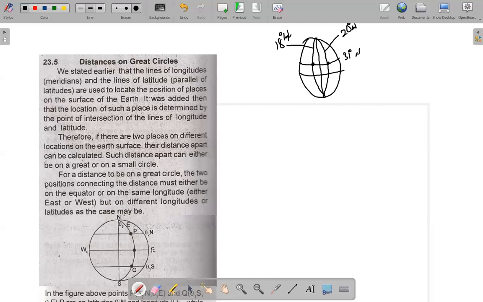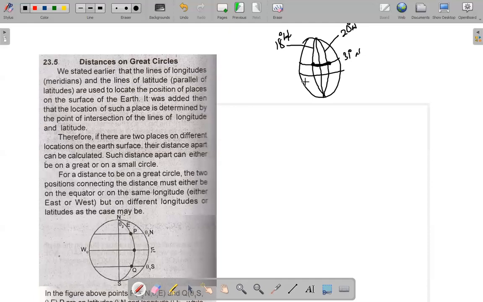The distance is this length of arc here. So the question is, is it on a small circle or is it on a great circle? In this case, this is on a small circle since the two of them are on the same latitude, and that latitude happens to be a small circle. Remember that it's only the equator that is a great circle when we talk about latitude. The distance between these two points is on a small circle.